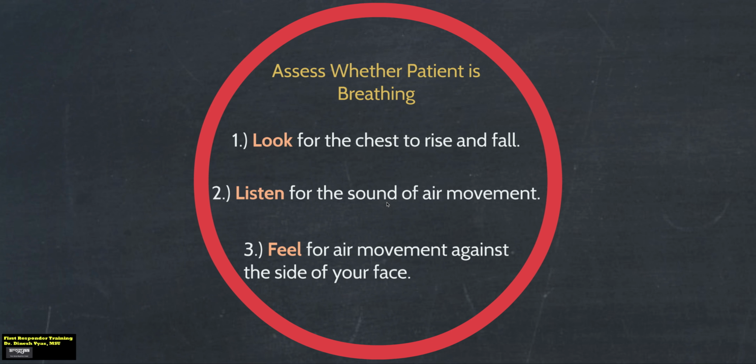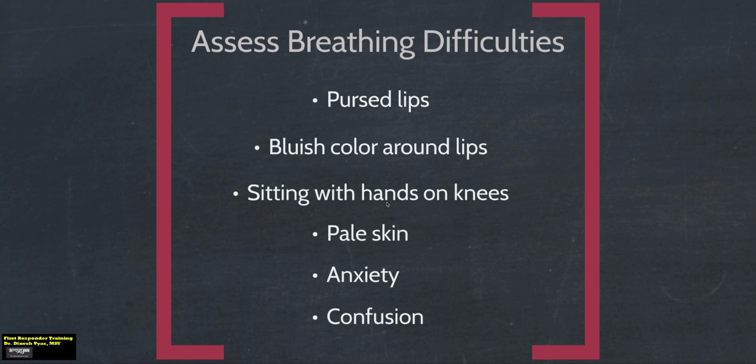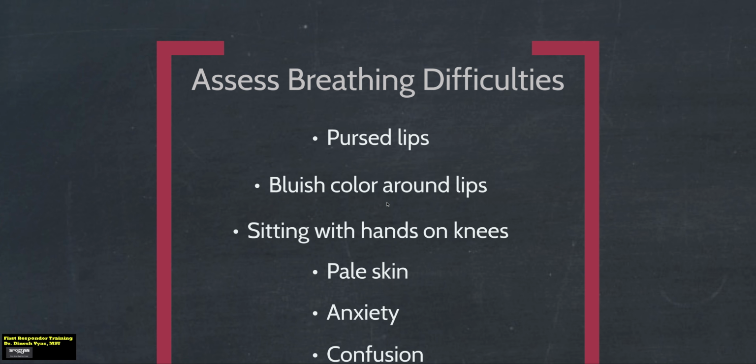When assessing whether a patient is breathing, you'll want to look for the chest to rise and fall, listen for the sound of air movement, and feel for air movement against the side of your face. Look, listen, and feel. Other signs of breathing difficulties include pursed lips, bluish color around the lips, sitting with their hands on their knees, pale skin, anxiety, and confusion.